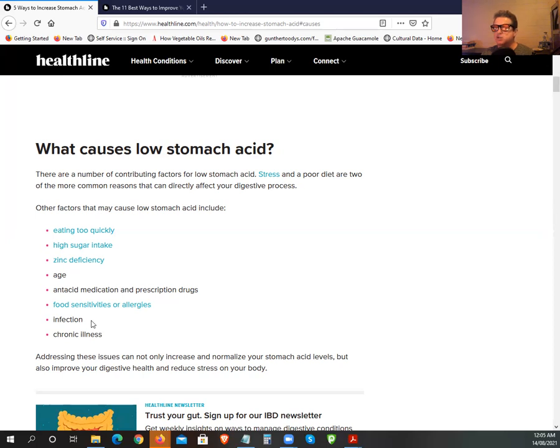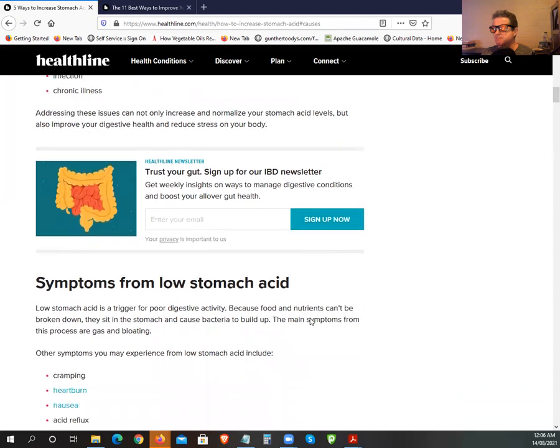Infection, it depends. What are we talking about? H. pylori, Candida, and a few other nasties have a tendency of inhibiting acid production in the stomach? Yes, but what caused that in the first place is the issue. Chronic illness, indirect. It's more of a downstream causal effect.